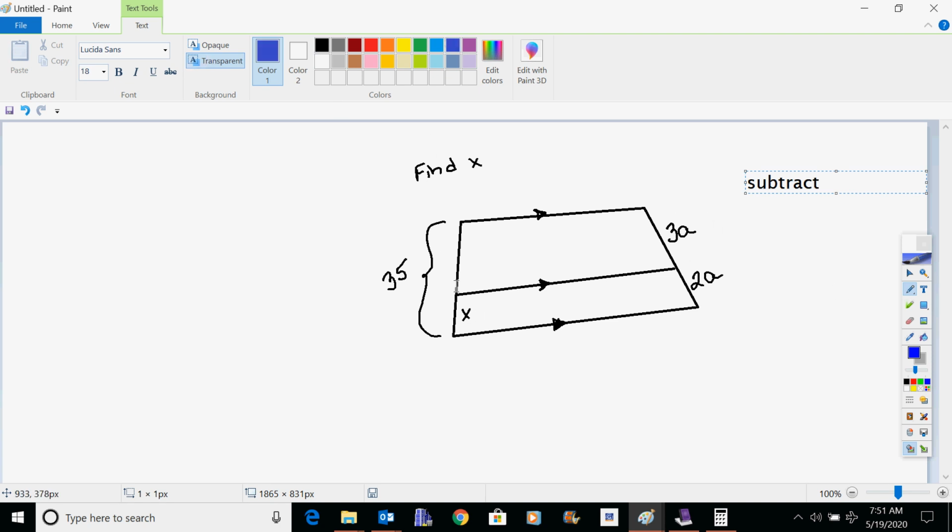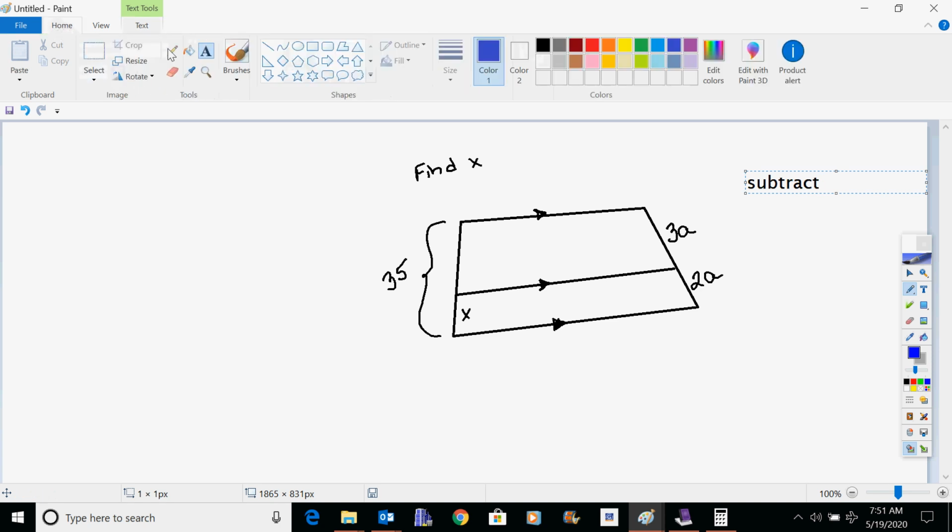So here we have x, and you may have to fill in some of those things. Remember, fill in, draw pictures to help yourself. But 35 is this whole one. This piece is 35 minus x. Okay? So that's your key thing there, is to subtract. So these fractions equal each other. 35 minus x over x equals 3a over 2a.